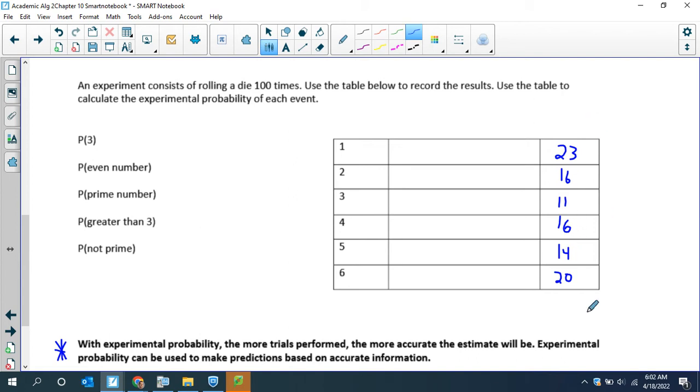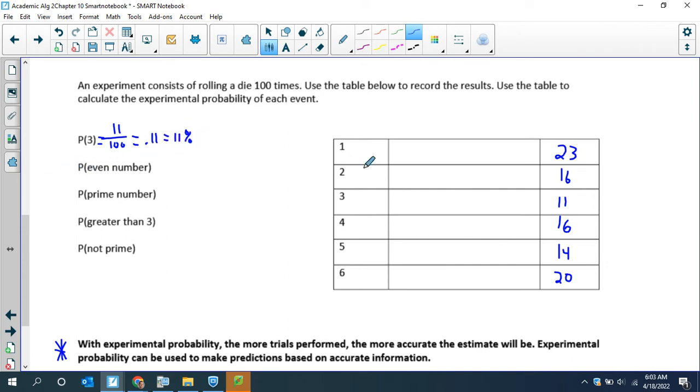All right, so those are our results here. If we look at our numbers here, it says we're finding the probability of a 3. Well, for a probability of a 3, in our experimental probability, we have 11 out of the 100. So 11 out of 100 is our experimental probability for this problem. Again, if you wanted to put it as a decimal, you could do 0.11 or 11%.